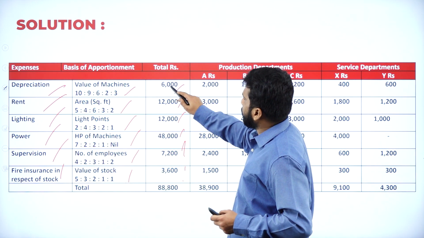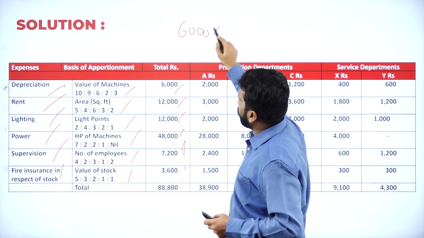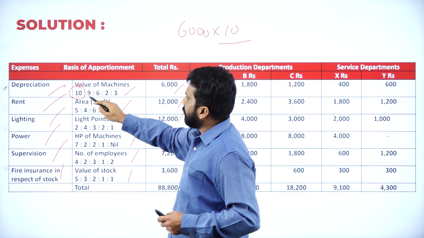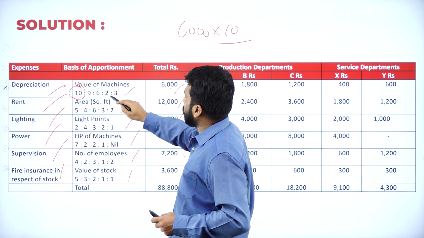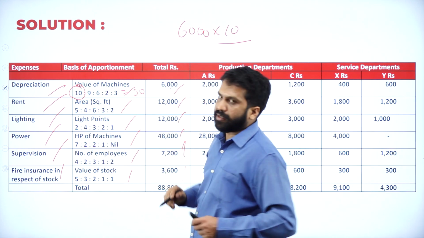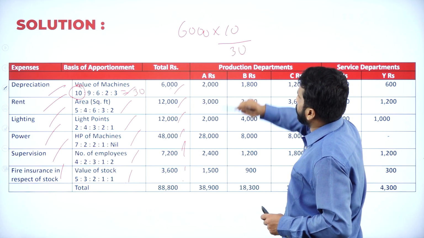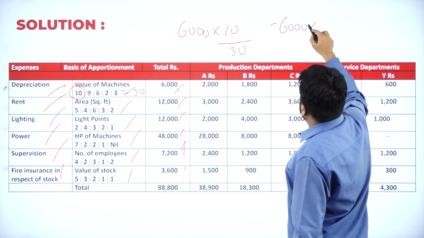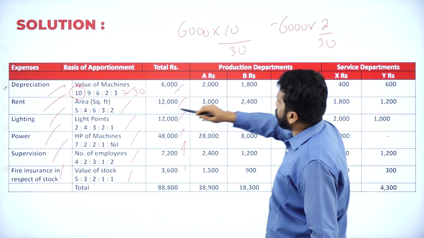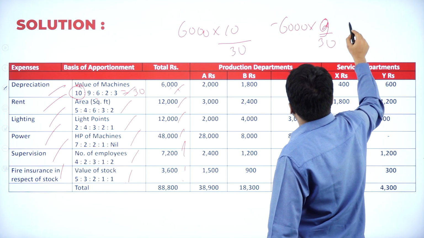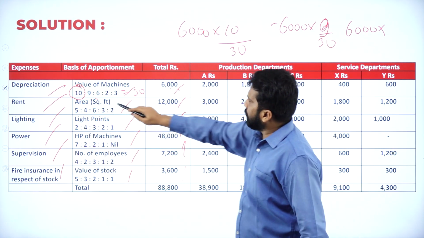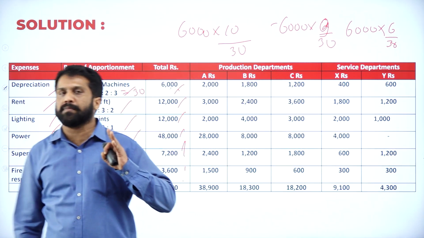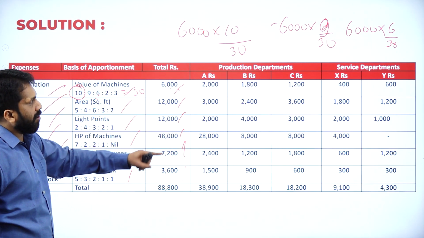Now simple. You have 6,000. 6,000 into the first one, 10, divided by the total. 10 plus 9 is 19, plus 6 is 25, plus 2 is 27, plus 3 is 30. So divide by 30. Similarly, 6,000 into 9 by 30, 6,000 into 6 by 30. This much only is your problem. Hope you are clear. Yes. So we are done with all the calculation.